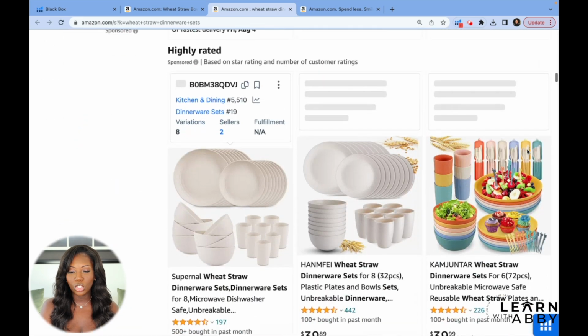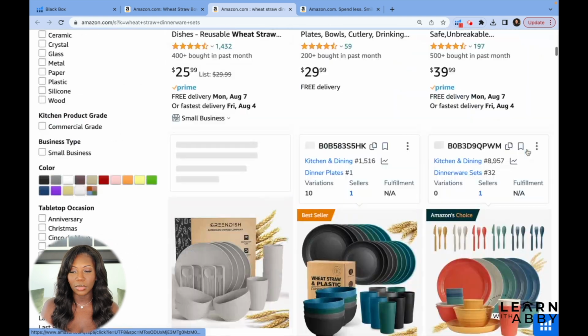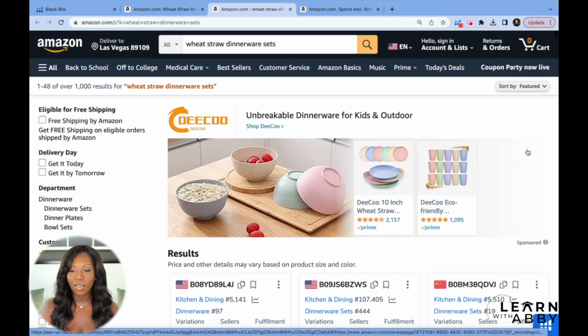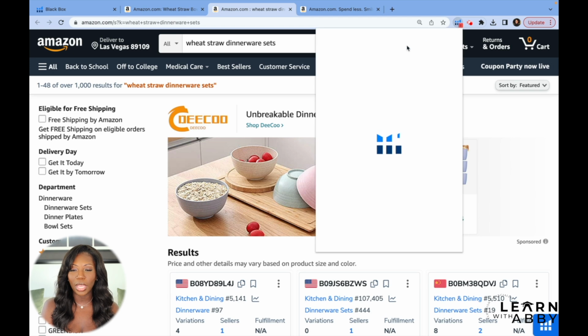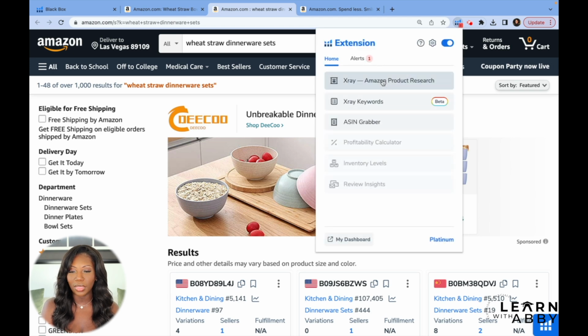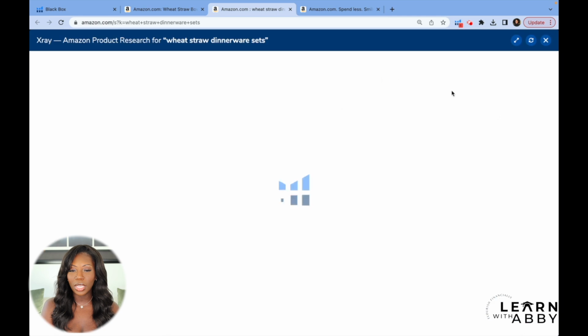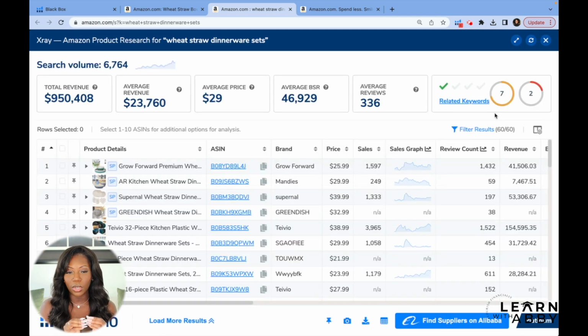So what I'm going to do is continue to utilize Helium-10, and what they have available is this Google Chrome extension. So when you sign up for your Helium-10 account, you'll be able to go to the website that we were just on, but you'll also be able to use this extension tool. So part of this extension tool is the X-ray tool, and that's this one right here. So I'm gonna click on X-ray, and we're gonna see all of the data for this specific keyword, which is wheat straw dinnerware sets. That is what we're looking at right now.